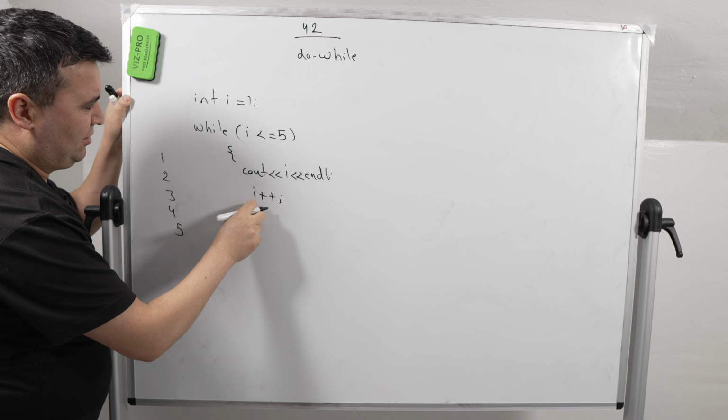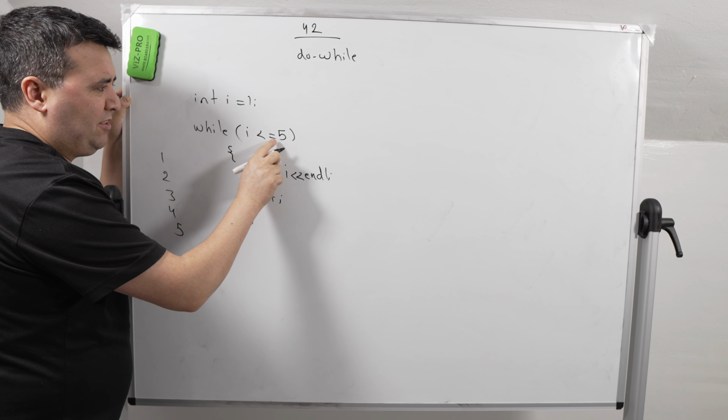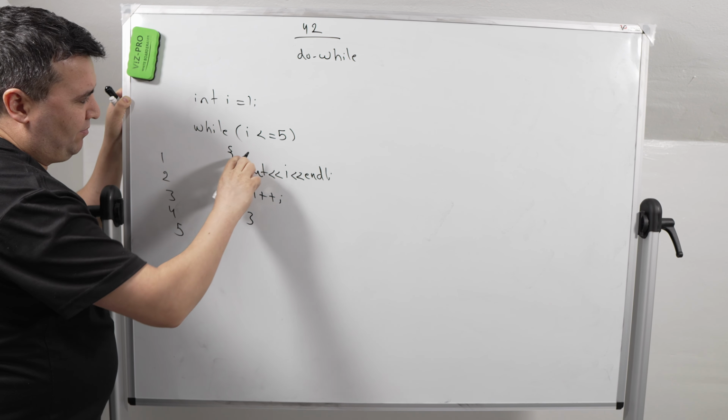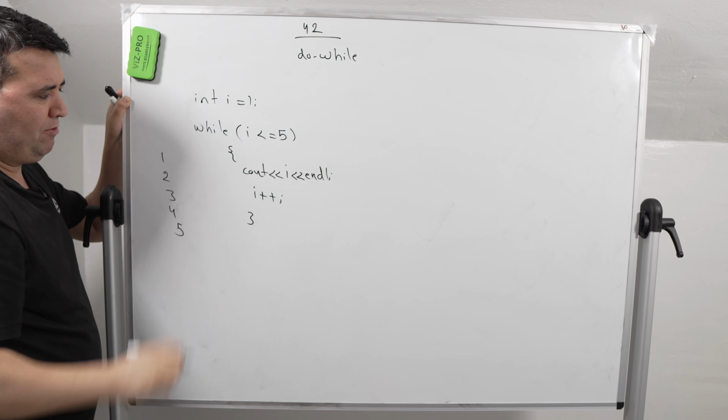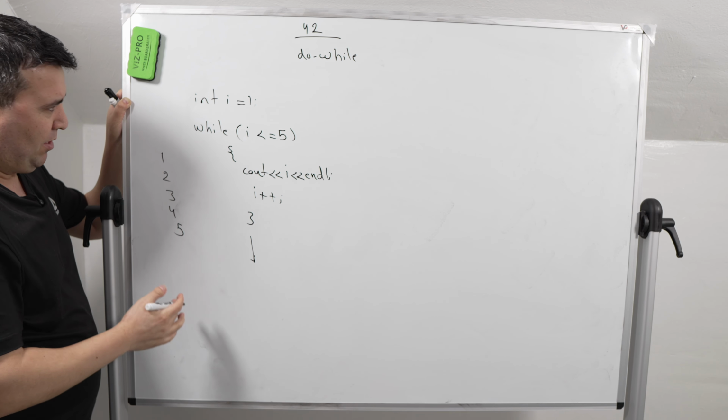And then it becomes 6. Whenever i becomes 6, we check here: is 6 less than or equal to 5? No. The condition becomes false. So after that, the body of the loop will not be executed and the remaining part of the program will be executed.